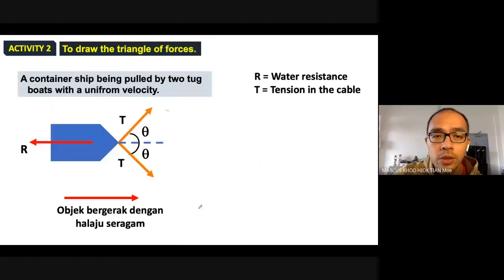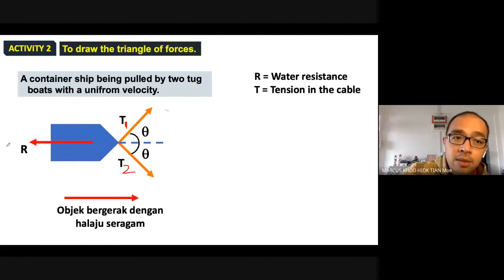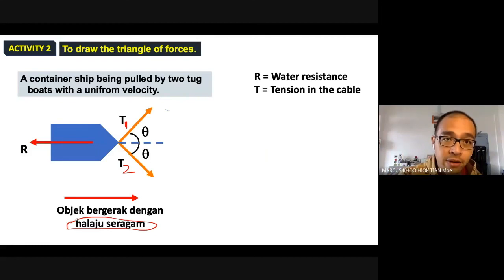Now we talk about a container ship being pulled by 2 tugboats at uniform velocity. So you have one boat over here tugging with T1, I'm going to call this upwards T1, and this one downwards T2, the tension, and then there's a water resistance to the back. Because it is moving with a constant velocity, there is 0 acceleration, which means the forces are in equilibrium. It is moving, but the forces are in equilibrium because it is moving with uniform velocity. So draw the triangle. Once again, draw the triangle. Today, everything is draw the triangle.